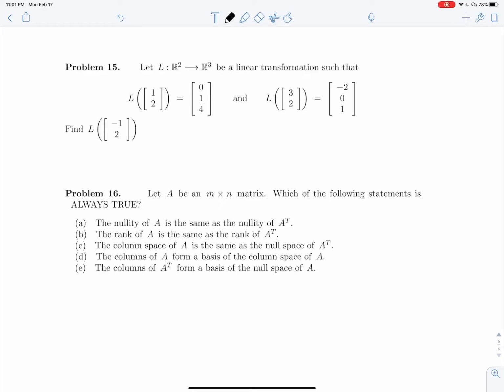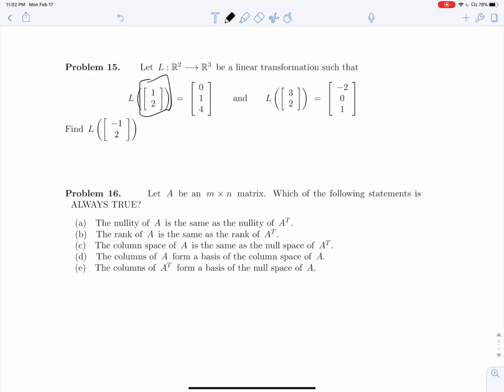So let L be a linear transformation from 2 dimensions to 3 dimensions, such that L when we plug in 1, 2 gives us this guy, and L when we plug in 3, 2 gives us that guy right there. And we are told to find L at -1, 2. So one of the properties of a linear transformation is that it works under vector addition. What do I mean by that? Well, L(x1) plus L(x2) is equal to L(x1 plus x2). We also know that L(rx) is equal to r times L(x). So we can use these two facts to solve this system of equations that we're going to make here.